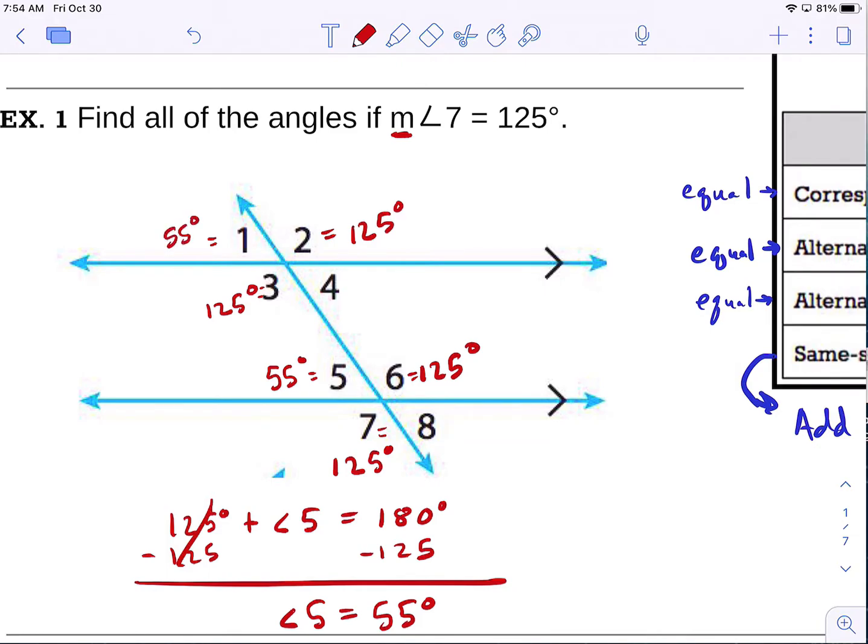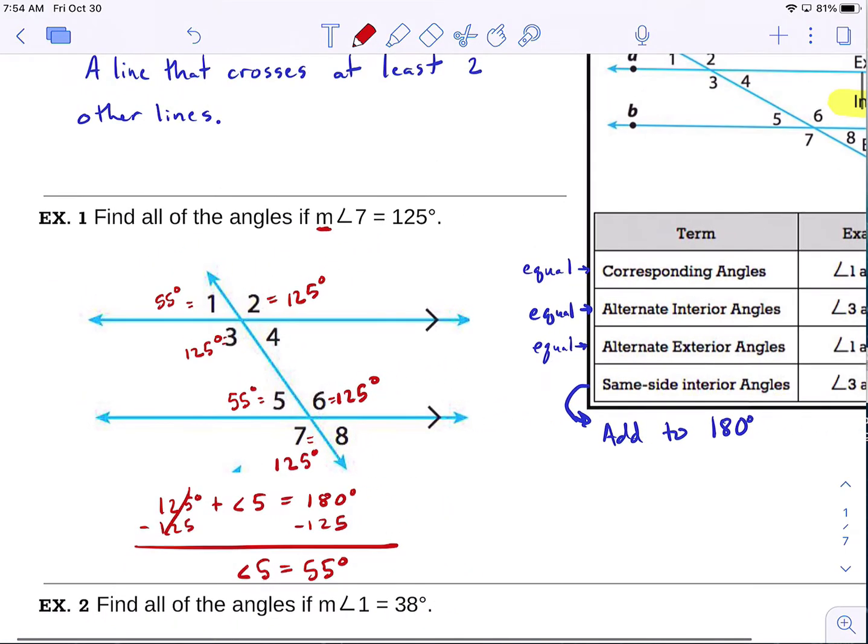Angles 4 and 5. If I look at angles 4 and 5 together, what are those? Well, those are alternate interior angles, so I know those are equal. So that's 55 degrees. And then angles 1 and 8 are alternate exterior angles, so I know they're equal. Or I could say angles 4 and 8 are both corresponding angles, so I could say they're equal. So there's lots of different ways we can do this.